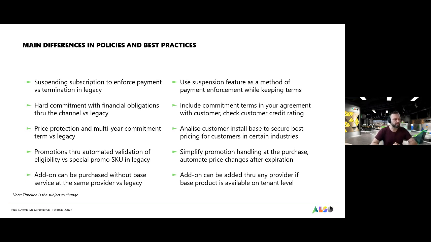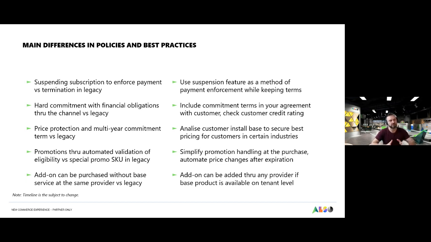Promotions, and this is super cool. Promotions are becoming automated. You probably know and have experienced yourself that promotions and special prices in legacy are a nightmare. Normally that's a separate SKU. Sometimes it's a credit note later, sometimes in live, maybe next live. So it was very complicated to manage, and in the end it was chaos.